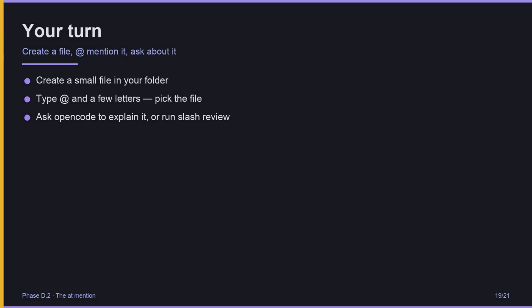Now it is your turn. Create a small file in your folder, anything will do. Open OpenCode. Type the @ symbol and the first few letters of your file. Pick it from what OpenCode finds. Then ask OpenCode to explain the file, or run /review on it. Watch how OpenCode reads the file and gives you an answer grounded in its real contents. Try it 2 or 3 times until the gesture feels natural.